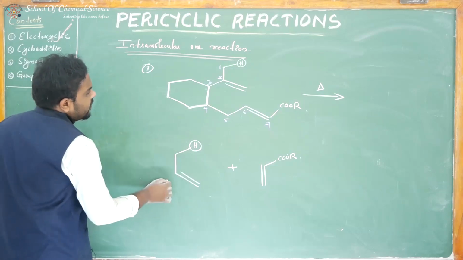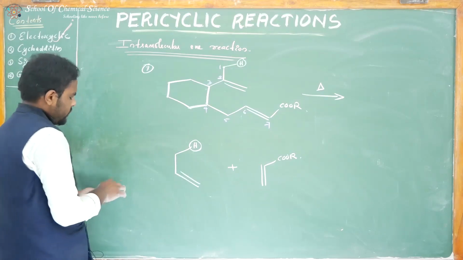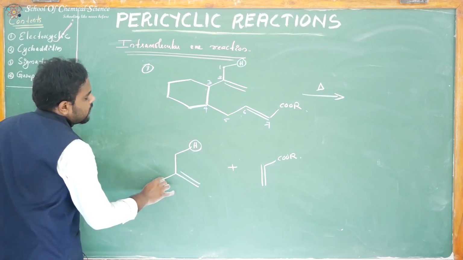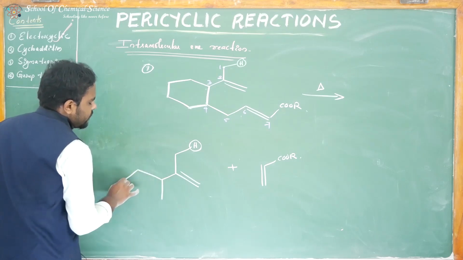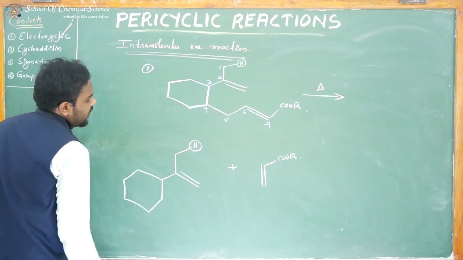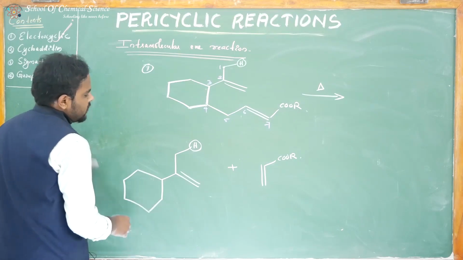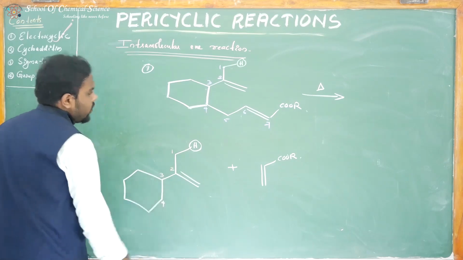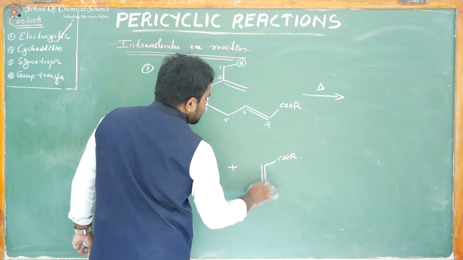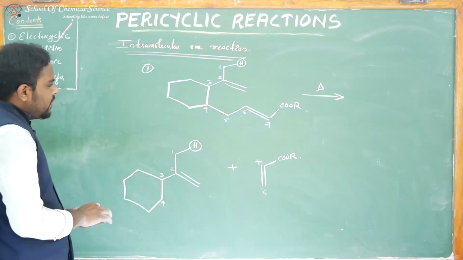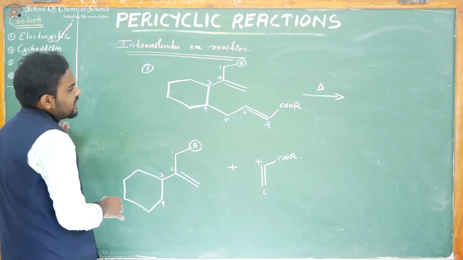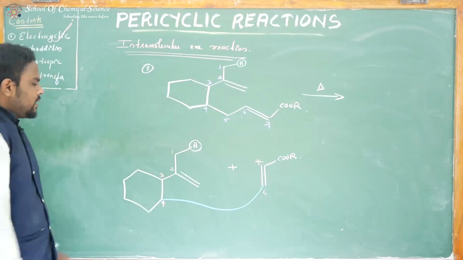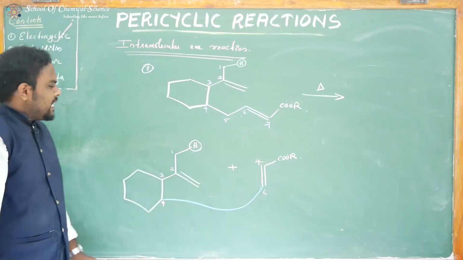Then the remaining portion of the allyl system, a 6-membered ring. Give the same numbers 1, 2, 3, 4, and this is 6, 7. So between 4 and 6, a carbon chain is present.